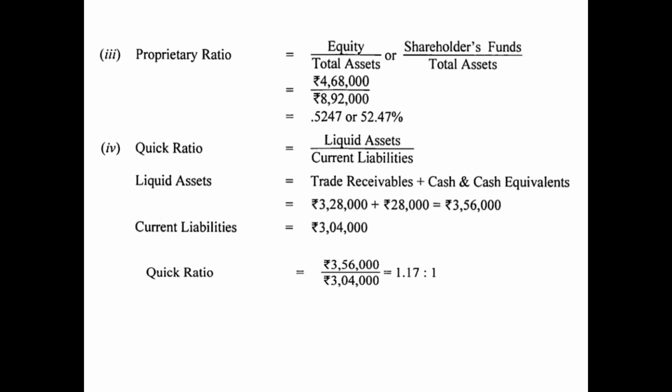And current liability is already given in the question as 3,04,000. So now you have the liquid asset 3,56,000, you have the current liabilities 3,04,000. You can put the values in the formula. Quick ratio is equal to liquid asset 3,56,000 upon current liabilities 3,04,000. So your quick ratio will come to 1.17 is to 1.